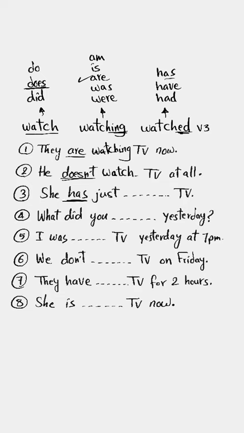She has needs past participle or verb 3, so she has watched. What did, so infinitive without to, watch. What did you watch? I was followed by ing, so watching, I was watching. We don't negative of do, so infinitive, watch, I don't watch.